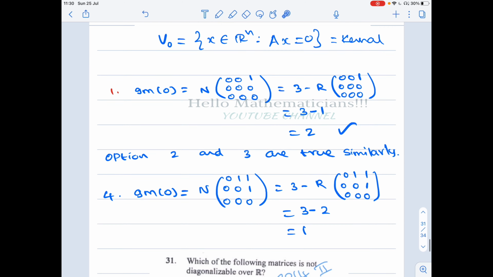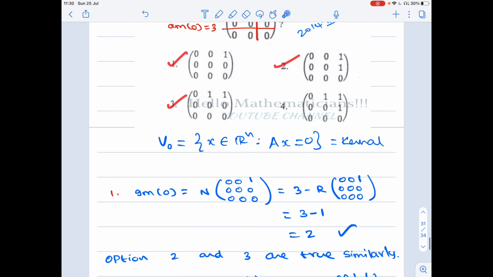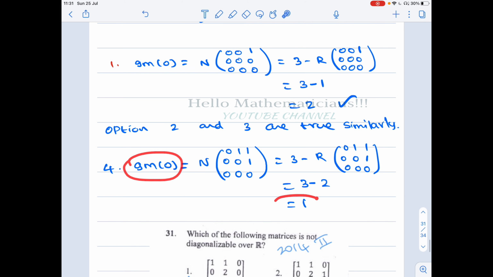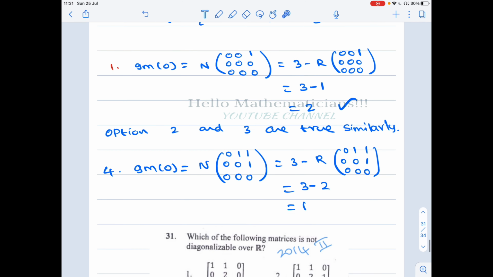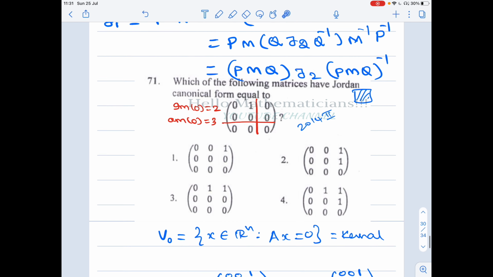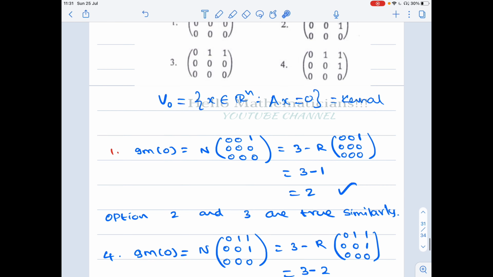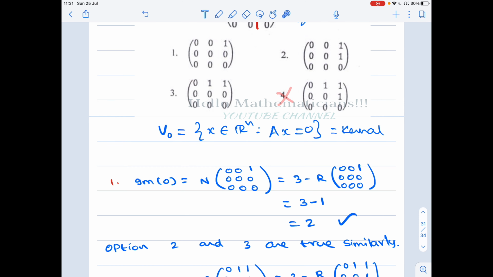If you calculate the geometric multiplicity of 0 for matrix 4, you will see that the geometric multiplicity will be 1. Okay, so if it is 1, then its Jordan form will have only one block. But here this has two blocks. Therefore, the answer is false. Okay, so this option is false. All these other options are true.